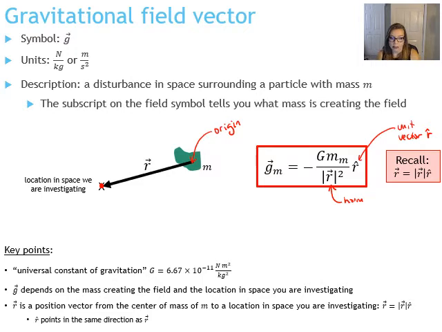Like I said, r is just defining this location in space, and so this gravitational field vector, you can look at the equation, it depends on the mass of the object that's creating the field and where you are relative to that mass. So the magnitude of that position vector tells you how far you are from that mass. And just remember that this particular field vector describes the gravitational field at that one location in space.